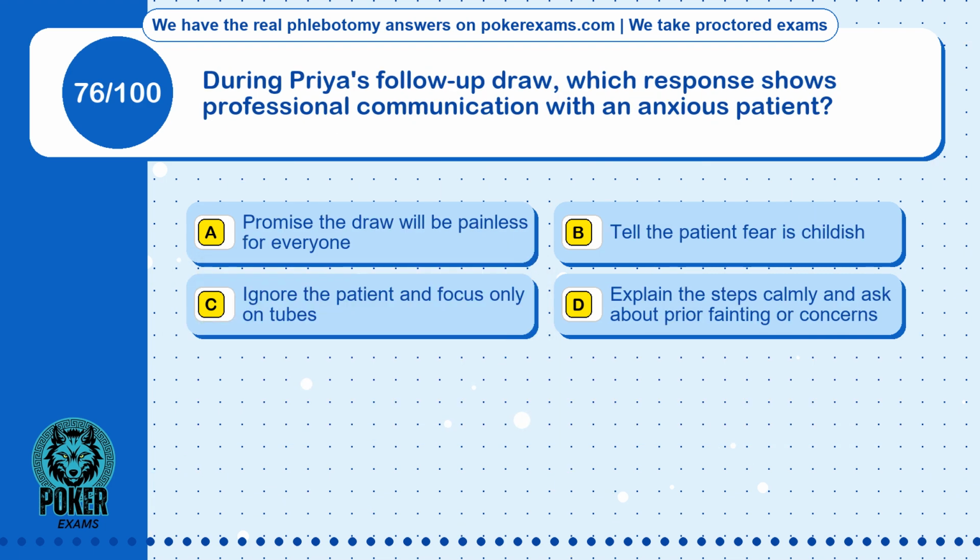Question 76. During PREA's follow-up draw, which response shows professional communication with an anxious patient? Option A, promise the draw will be painless for everyone. Option B, tell the patient fear is childish. Option C, ignore the patient and focus only on tubes. Option D, explain the steps calmly and ask about prior fainting or concerns.